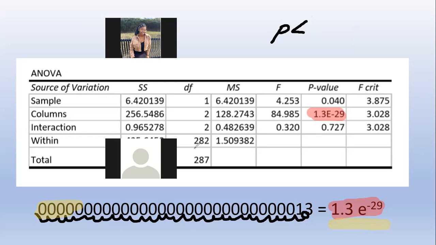P should be less than what? 0.05. 0.05. That first 0 always messes me up.